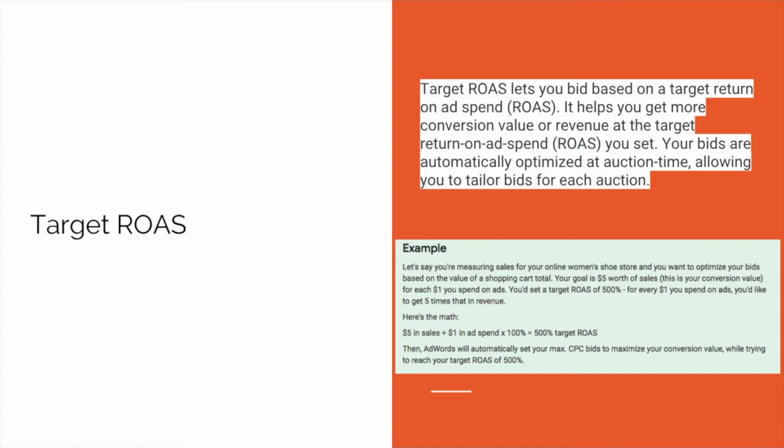If you look at the math, $5 in sales divided by $1 in ad spend, the percentage is 500% target ROAS. When you try to set the target return on ad spend in the bidding options, you go ahead and set a percentage of 500%, so that AdWords will automatically set your CPC bids to maximize your conversion value while trying to reach your target return on ad spend of 500%.